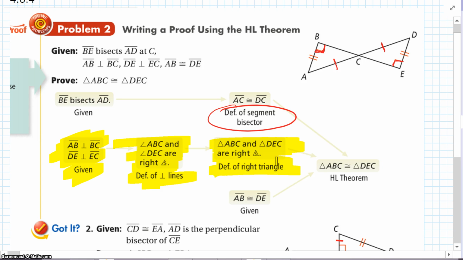So I've proven right triangles. I've proven a hypotenuse that's congruent. And AB is congruent to DE. That's a leg. So here's my hypotenuse, there's my right triangle, and here's my leg. So by the hypotenuse-leg theorem, I can prove congruency.